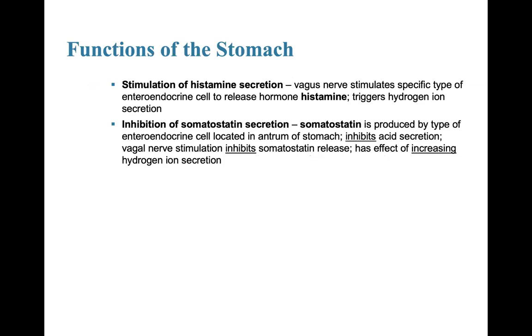The third secretion is the stimulation of histamine secretion. The vagus nerve will stimulate a specific type of enteroendocrine cell to release the hormone histamine. This will trigger hydrogen ion secretion as well. And then finally is the inhibition of somatostatin secretion. Somatostatin is produced by a type of enteroendocrine cell located in the antrum of the stomach, and it inhibits acid secretion. Vagal nerve stimulation will inhibit somatostatin release and has the effect of increasing hydrogen ion secretion.